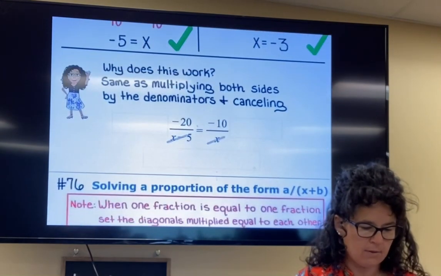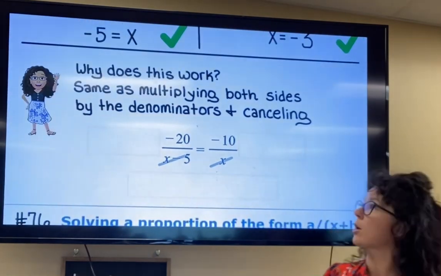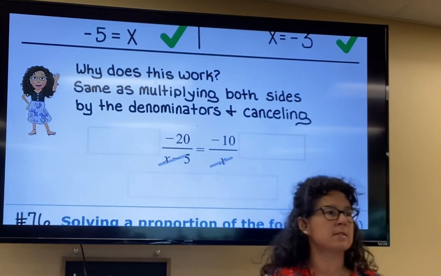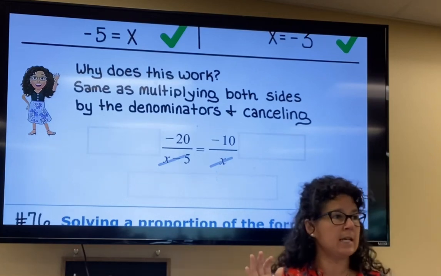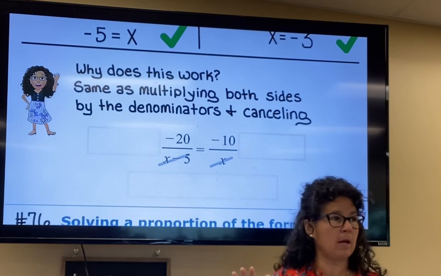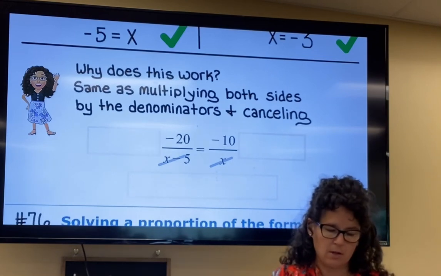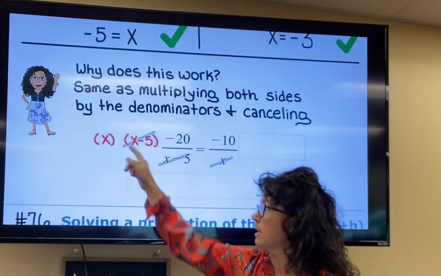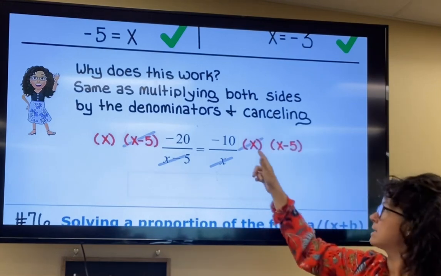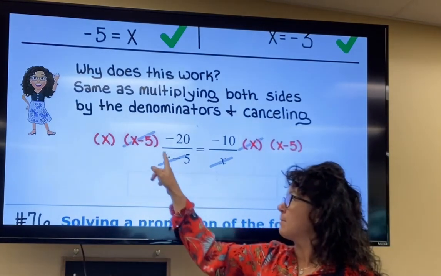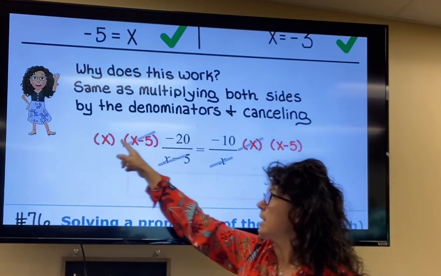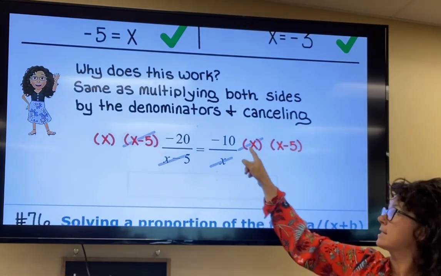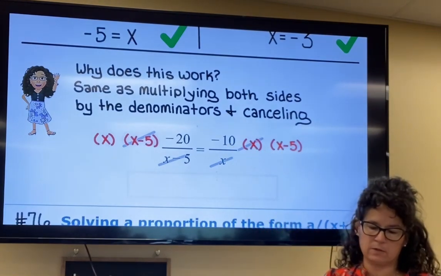Okay, and then this is just a reminder, why does this work? Why can I set this times this equal to this times this? Our other strategy is, when you see an equation with fractions, you immediately multiply both sides by the denominators. So my denominators are x minus 5 and x. If I multiply the left side by x and x minus 5 and the right side by x and x minus 5, the x minus 5's cancel, and I'm left with negative 20 times x. Multiplying the right by both of the denominators, the x cancels, and I get negative 10 times x minus 5.